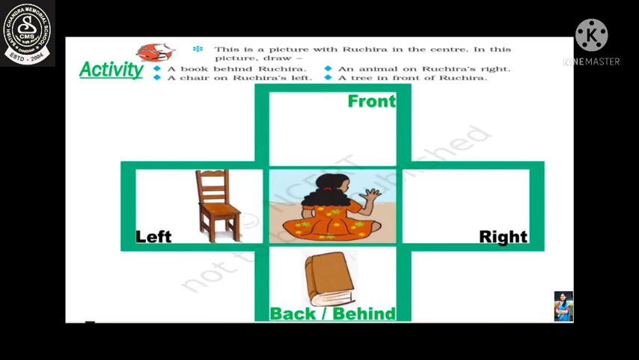The rest too you have to do it yourself. On the right, you have to draw a picture of an animal, and in the front you have to draw a tree. So you have to do it yourself in the book.